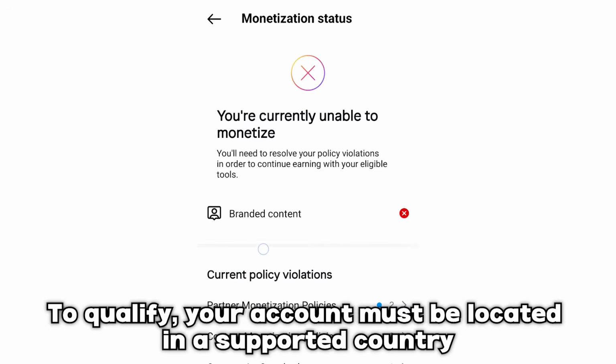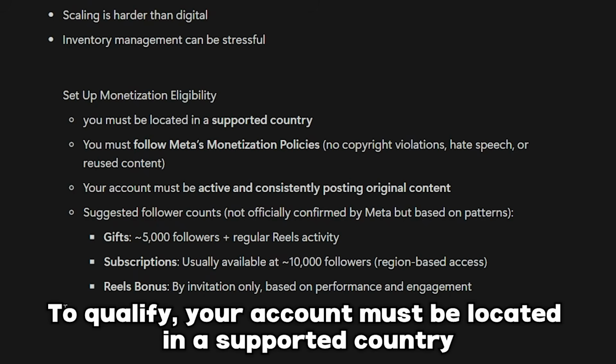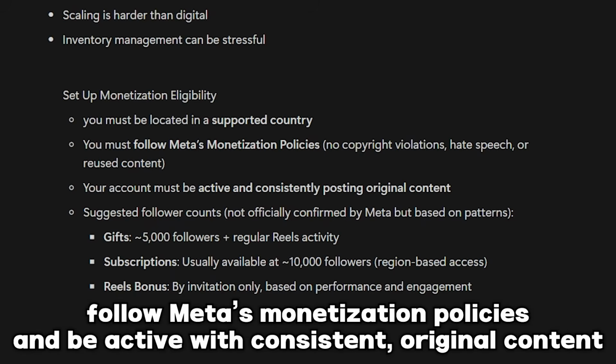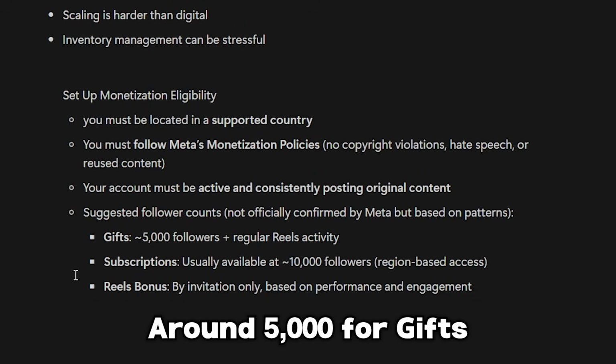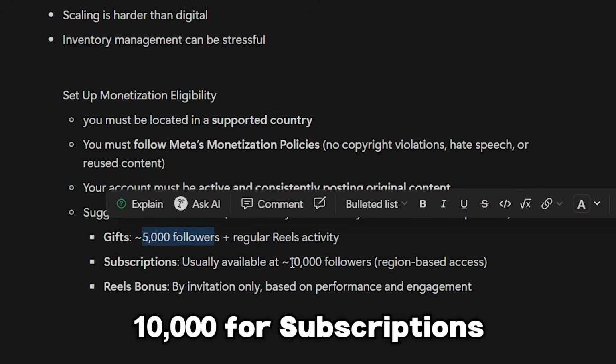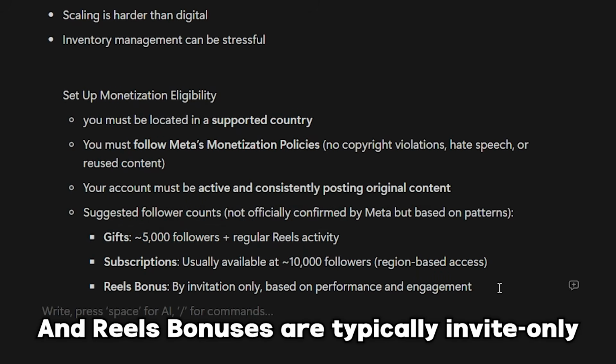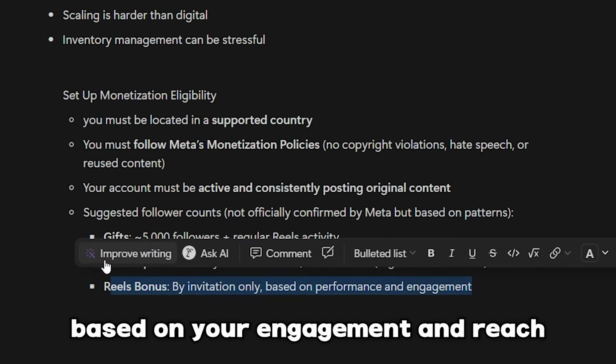Next, set up your monetization eligibility. To qualify, your account must be located in a supported country, follow Meta's monetization policies, and be active with consistent, original content. Based on recent patterns, Instagram's suggested follower counts are around 5,000 for gifts, 10,000 for subscriptions, and Reels bonuses are typically invite-only based on your engagement and reach.